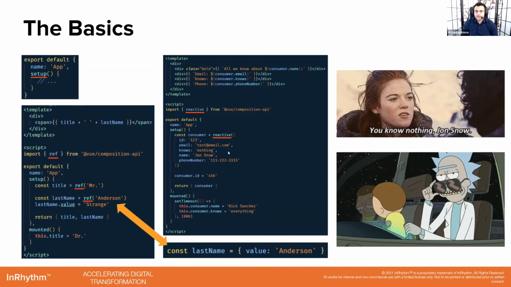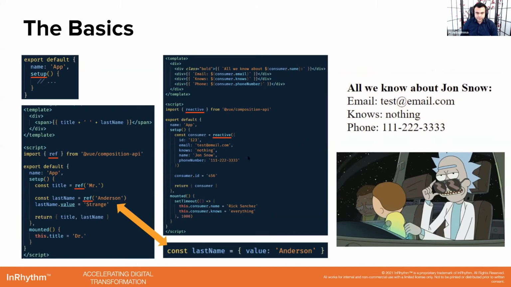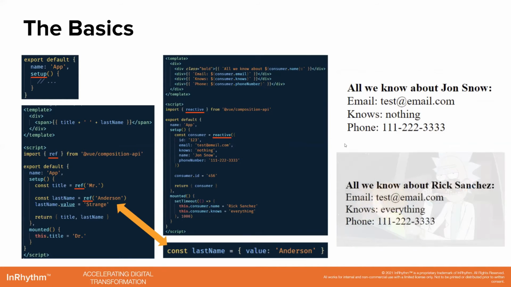So in the setup function, we're just setting some default data with the consumer name, Jon Snow. And then in the mounted lifecycle hook, after 1 second, we're changing the name to Rick Sanchez.